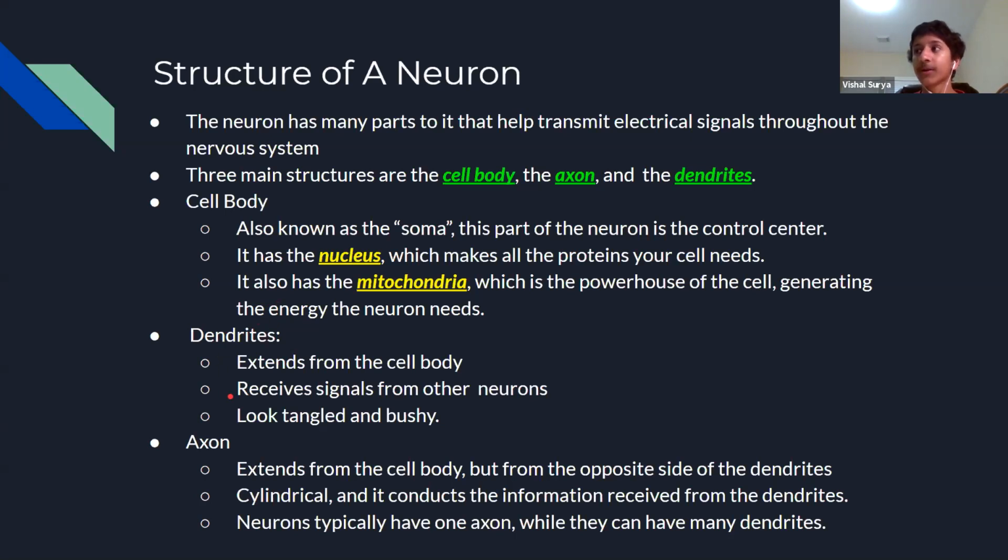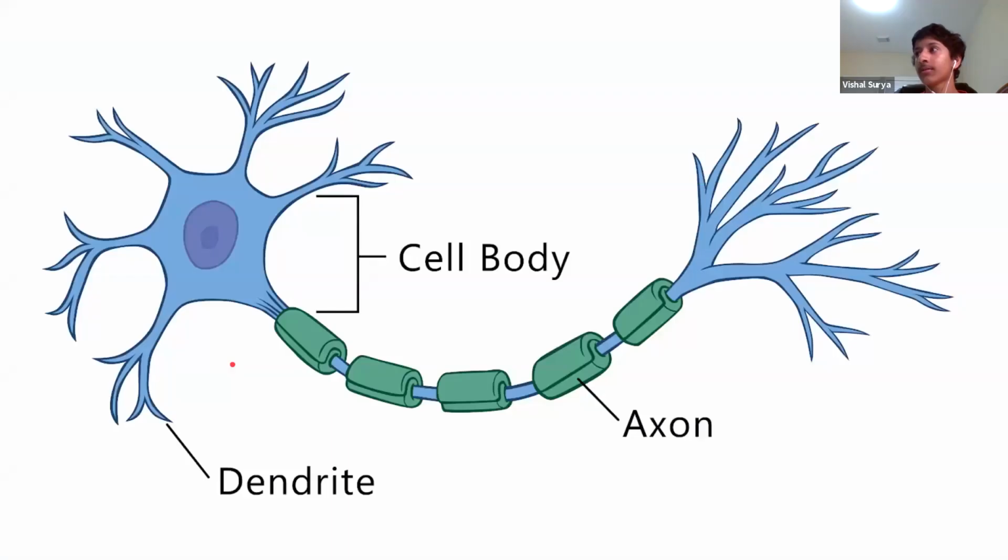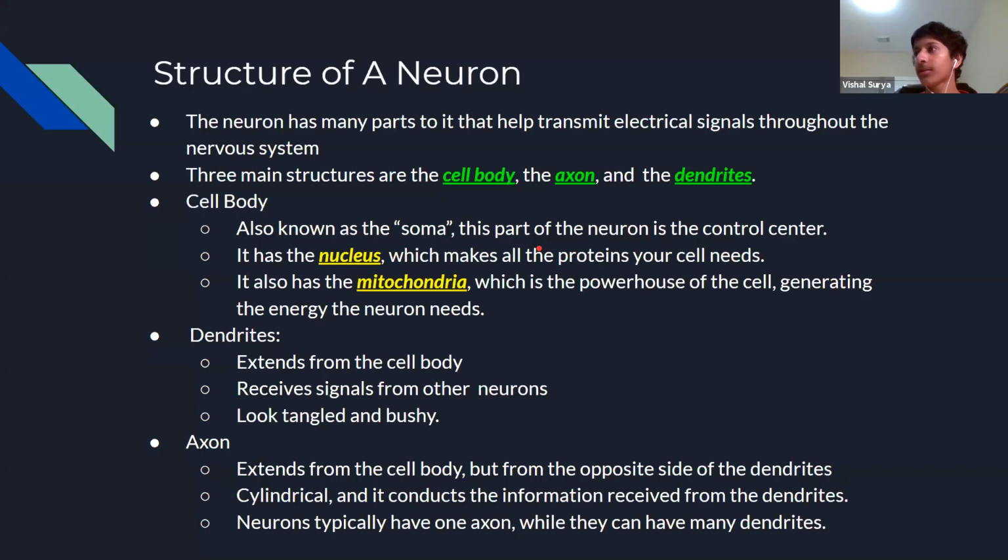Another important thing is that at the end of the axon, it branches into areas called axon terminals, which is where the signals are released from. See right here: the cell body, the dendrite, the axon, this long cylindrical thing, and these are the axon terminals. If you want to look at this, I'll leave it there for a second.